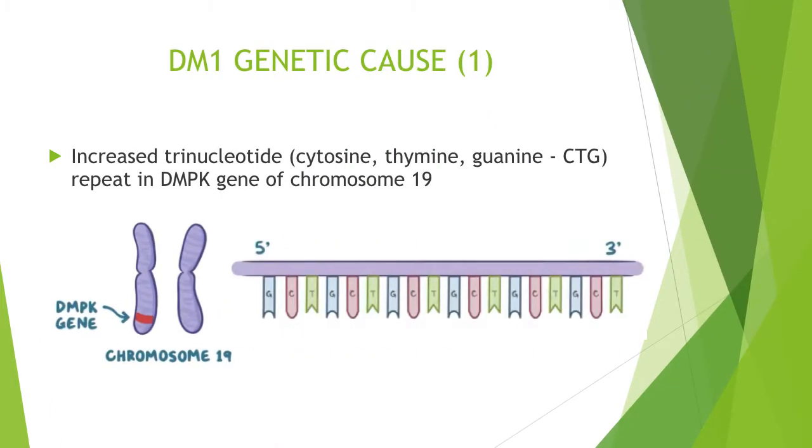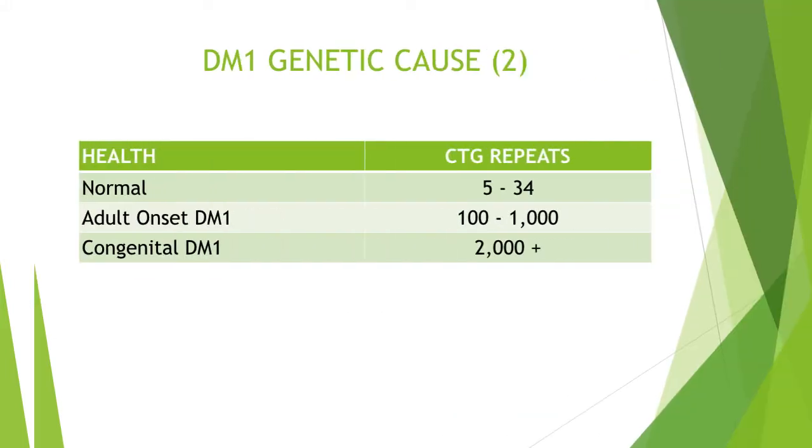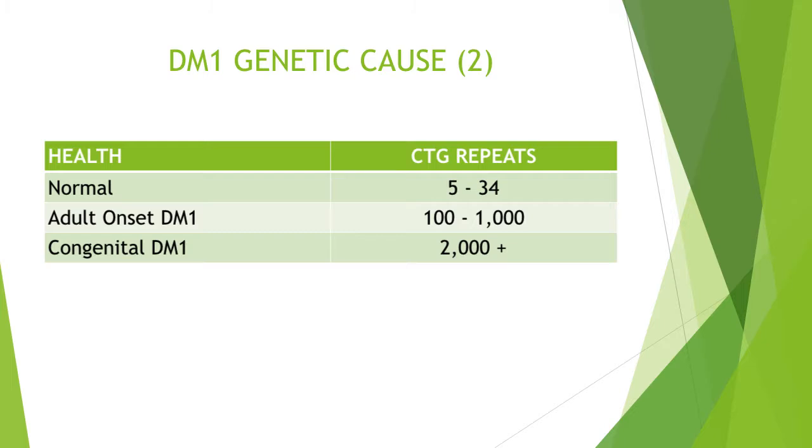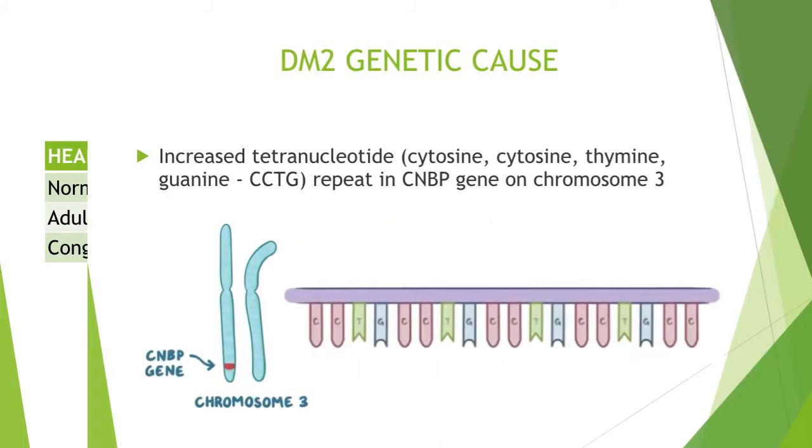The genetic cause of DM1 is when 3 DNA building blocks, cytosine, thymine, and guanine, are repeated too many times in the DMPK gene of chromosome 19. In healthy people, the repeat is between 5 and 34. In those with DM1, it is 100 to 1,000, and in congenital DM1, it is 2,000 plus.